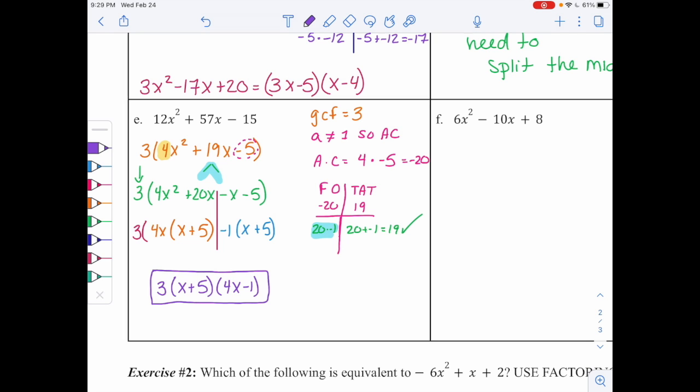It still would have worked before, but it would have taken us a really long time to find factors of -180 that added to +57, and just who wants to do that?